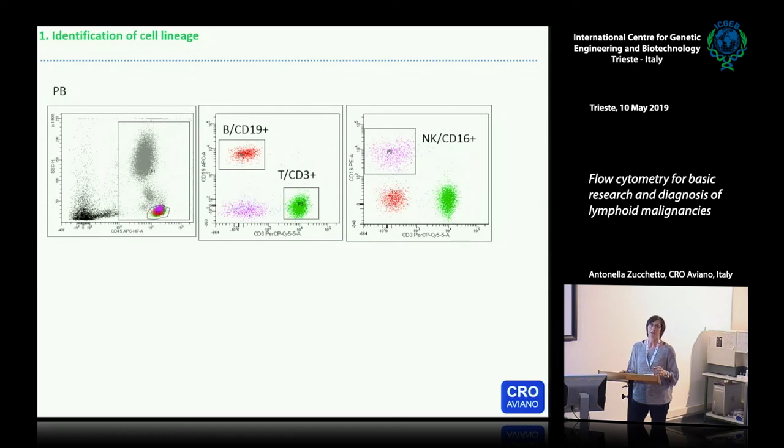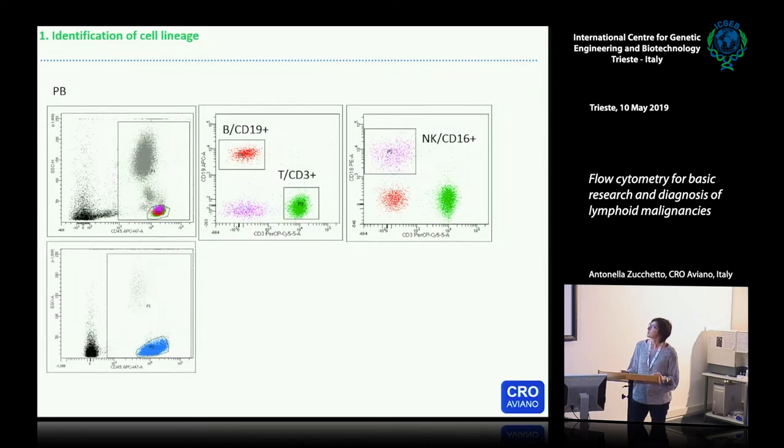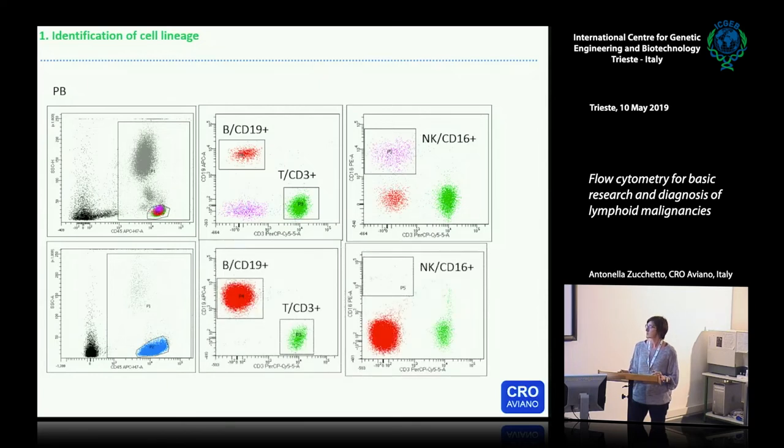So to identify the cell lineage from peripheral blood, you first get your cells in a CD45 versus side scatter plot. Then CD19 positive discriminates B cells from T cells that are CD3 positive, and NK cells CD16 positive. And it's important to know also the proportion of these populations, since here you can see there is something strange, because you almost don't have granulocytes. You have almost all lymphocytes. And looking at the same plots, you see that there is an increase in the B cell population, CD19 positive.